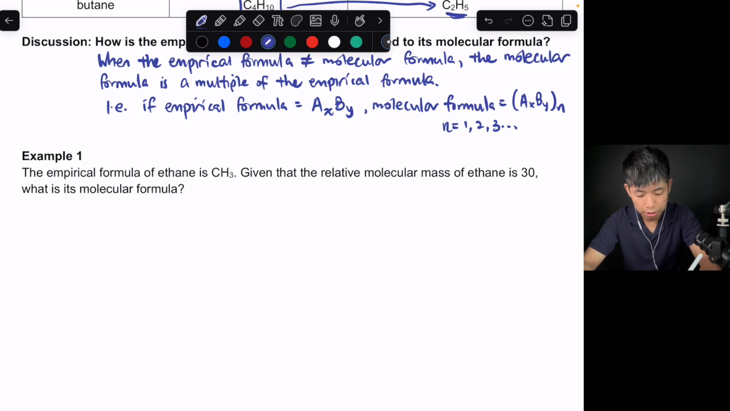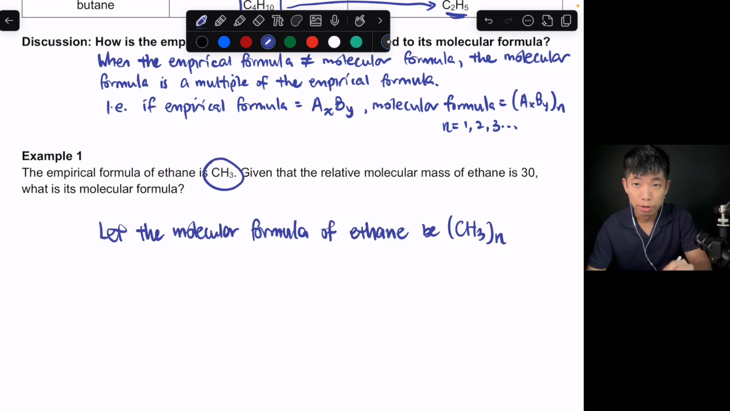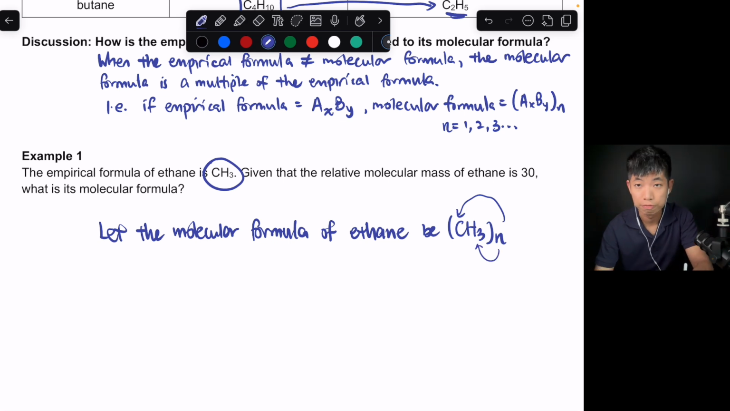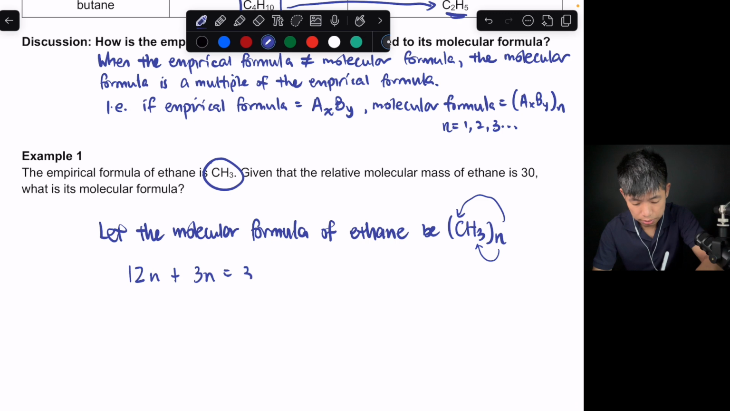The empirical formula of ethane is CH3. Given that the relative molecular mass is 30, what is the molecular formula? So we know that the molecular formula is always a multiple of the empirical formula. So we can write it as (CH3)n, where n is a whole number. And we can calculate in this formula that there will be n times of C and 3n times of H. Ar of carbon is 12 and Ar of hydrogen is 1. This is 30. You find that n equals 2. So therefore the formula is C2H6.